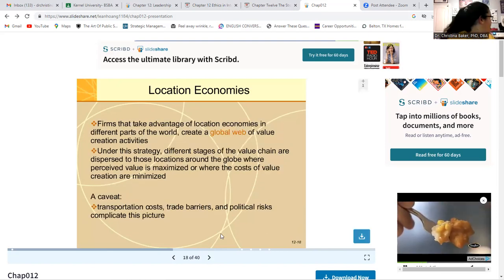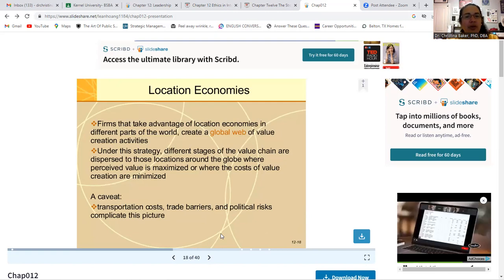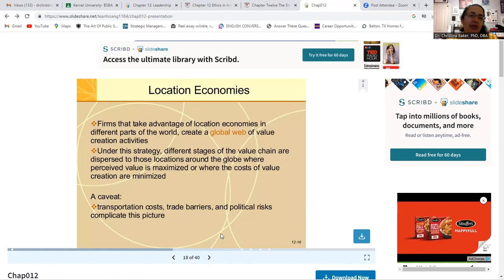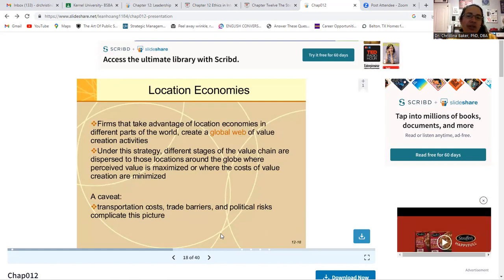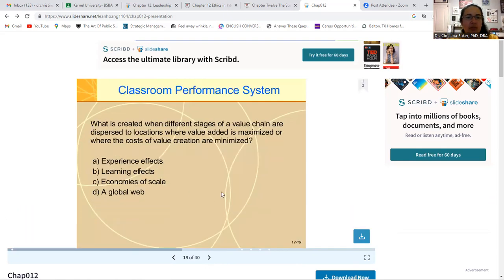Differentiate the product offering. Firms can take advantage of location economies in different parts of the world and create a global web of value creation activities. Under this strategy, different stages of the value chain are dispersed to locations around the globe where perceived value is maximized and where the cost of value creation is minimized. A caveat: transportation costs, trade barriers, and political risks complicate the picture. So what's created is that different stages of the value chain are dispersed to locations where value added is maximized or where the cost of value creation is minimized.